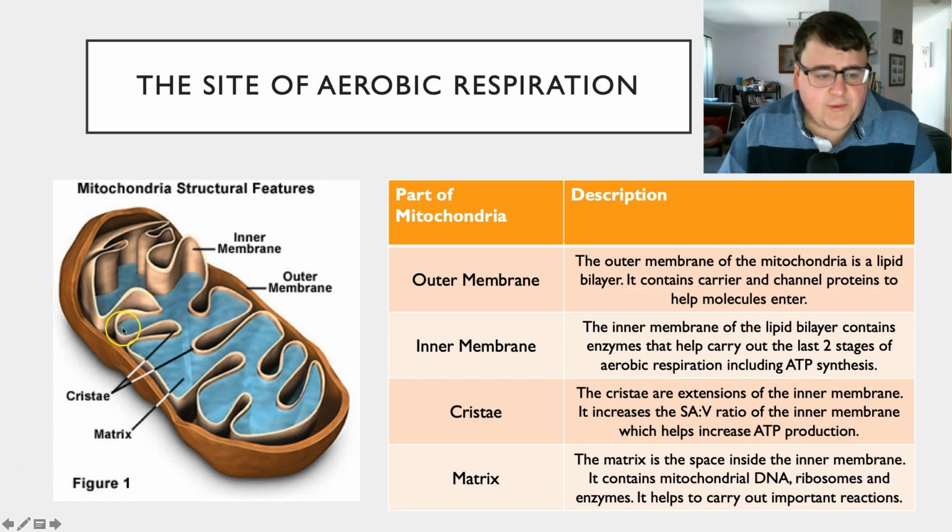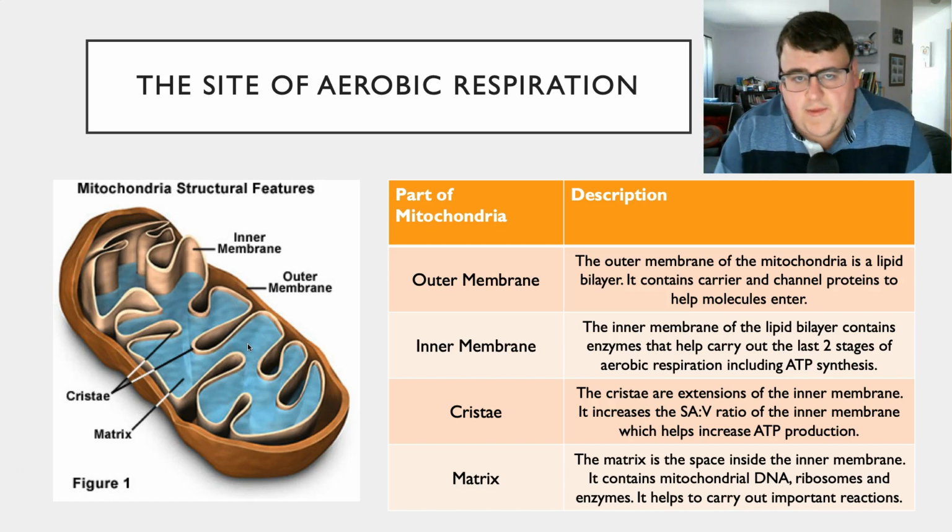And we also have the cristae, which are these folded up little parts here. The cristae are almost just extensions of the inner membrane. And the whole purpose of those cristae is to increase the surface area to volume ratio of the inner membrane, which therefore is going to help increase the amount of ATP that's produced by the mitochondria.